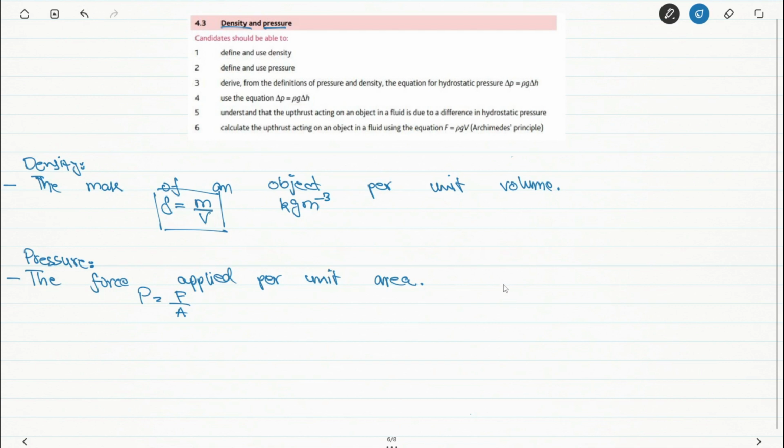So the thing you need to know about this is basically how compactly the mass of an object is placed in unit volume. So that's basically density. And pressure is the force applied per unit area, which is P = F/A. The unit is the Pascal, or Pa for short. It's a derived quantity, obviously. So I'm just going to write this here.